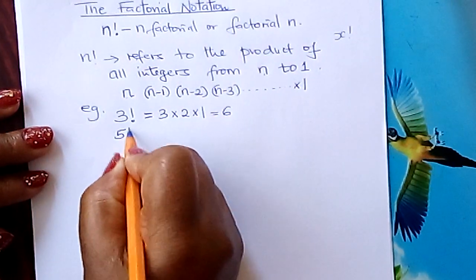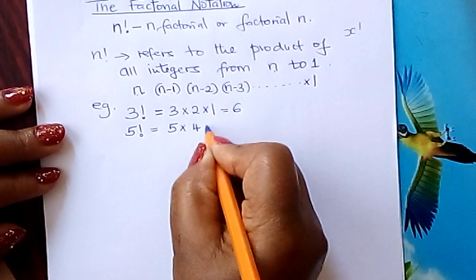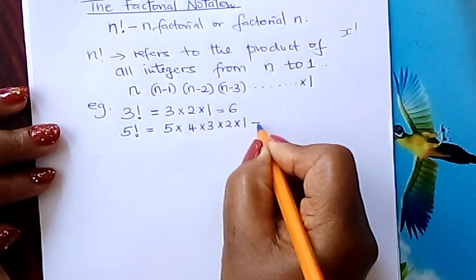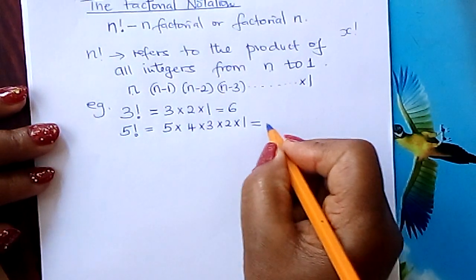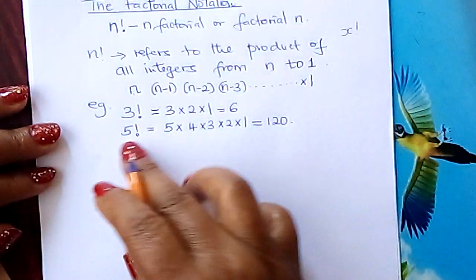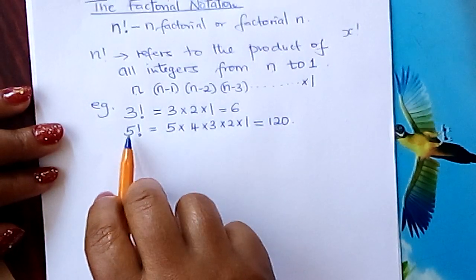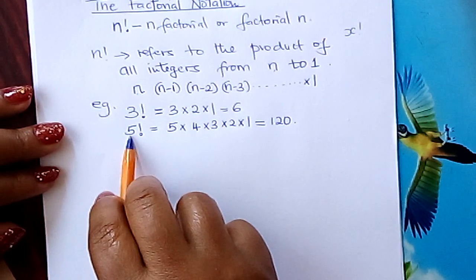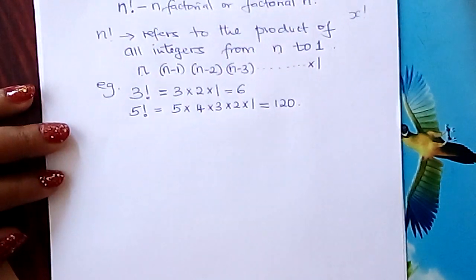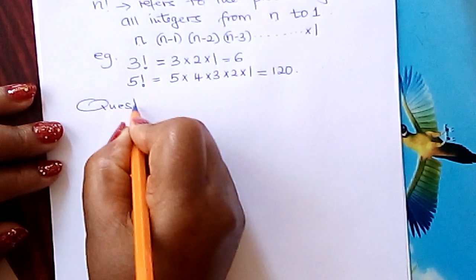If you talk of 5 factorial, you talk of 5, you multiply by 4, you multiply by 3, you multiply by 2 times 1. If you work that out, learner, you will get 120. So 5 factorial refers to 120. You start with the number itself, the highest number, which is 5, and go multiplying with all the integers up to 1.